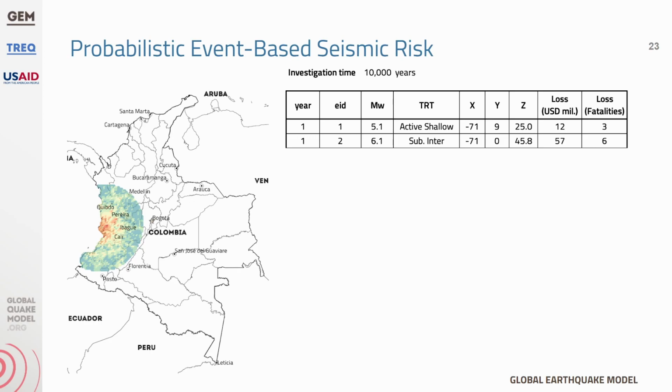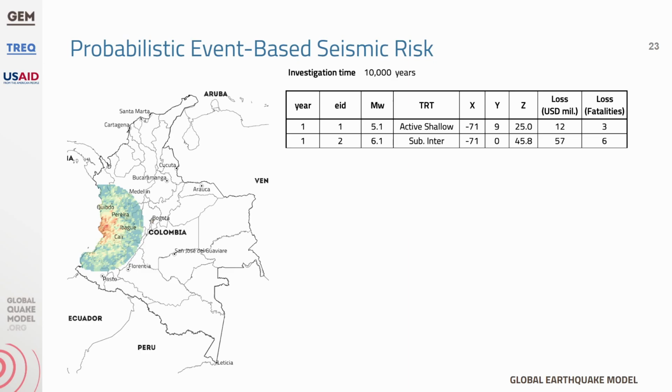But this is just one event in our stochastic event set. Once the engine calculator is done doing this first event, it will sample another event. So it comes another event during that investigation time. We are going to call this event number 2. And this event number 2 has a magnitude of 6.1, and it's actually occurring at the other side of the country. It's in the subduction zone in the Pacific coast. And this time it is affecting mostly the southeast of the country.